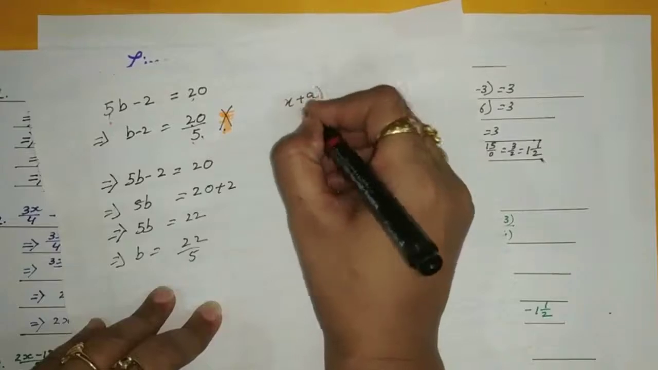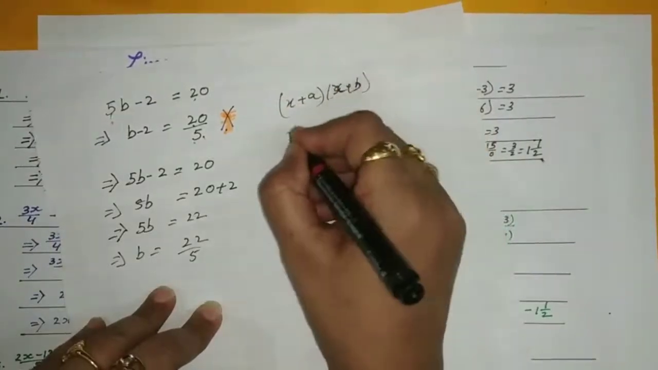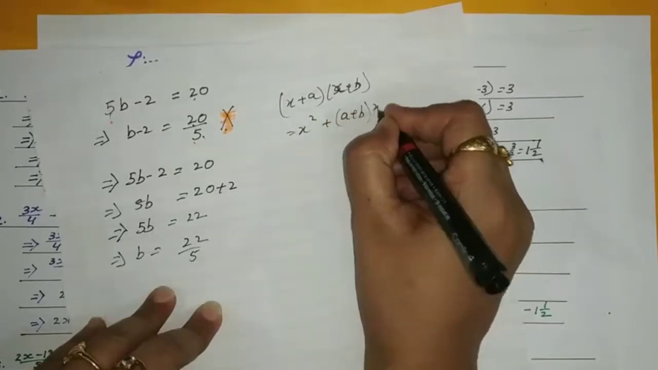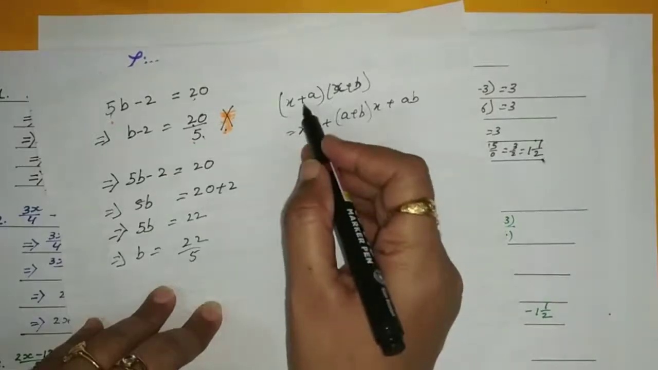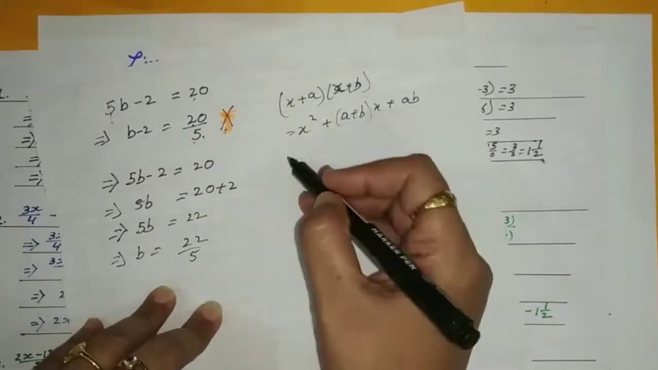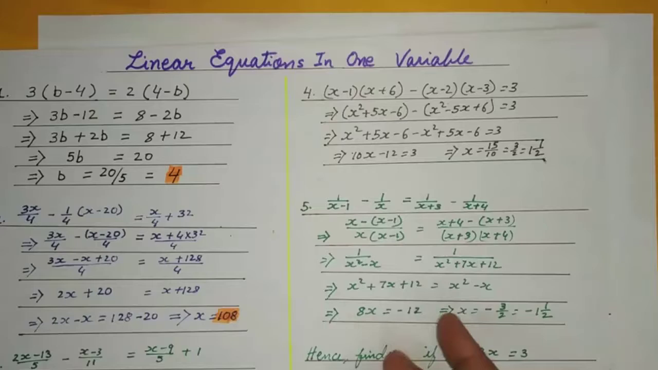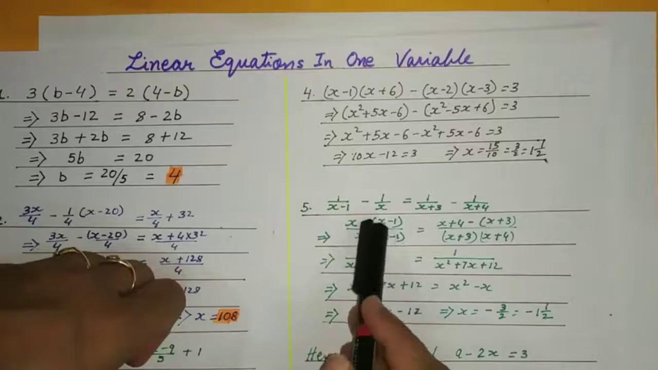(x plus a) into (x plus b) is equal to x square plus (a plus b)x plus ab. We have also discussed the formulas (x plus a) into (x minus b), (x minus a) into (x plus b), (x minus a) into (x minus b). So I am not going to discuss all that again. Please watch my video and learn the formulas. I have explained, and you have solved the exercise, so it's not new.